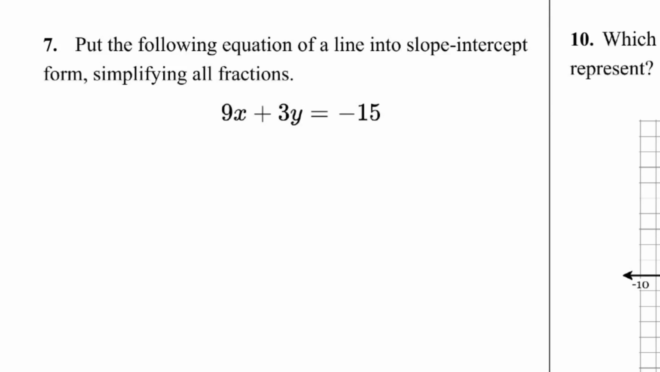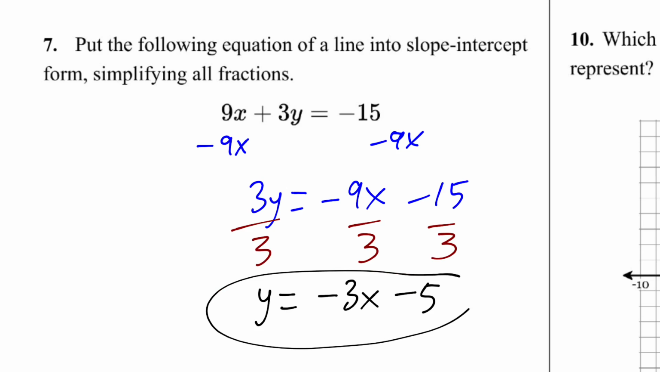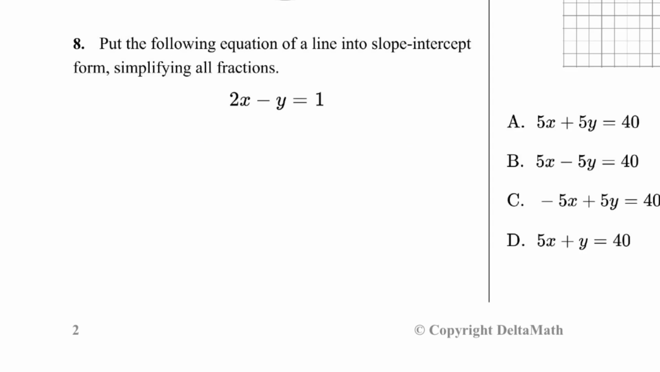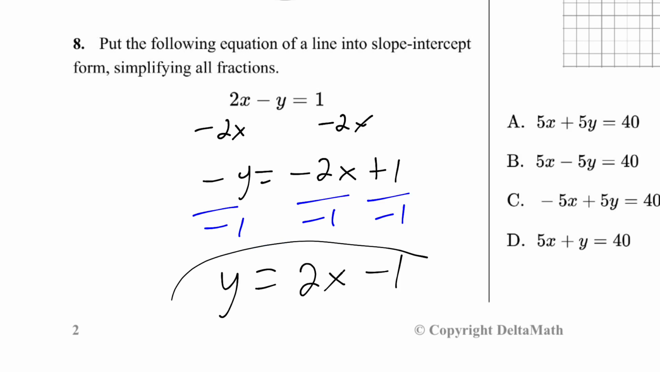Next up, put this equation into slope-intercept form. Minus 9x, because I want all the x's on the right, so I have 3y is equal to negative 9x minus 15. I divide by what's in front of y. I have y is equal to negative 3x minus 5. Here, if I subtract 2x to move this to the right, I have negative y is equal to negative 2x plus 1. I want to divide out this negative, so that flips the sign of everything, and now I have y equals 2x minus 1. And we want the whole equation.